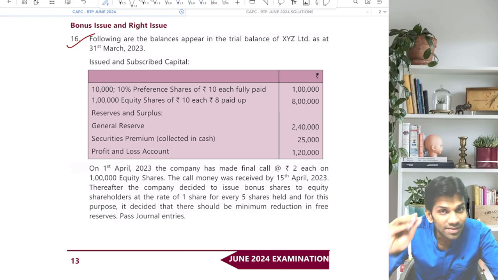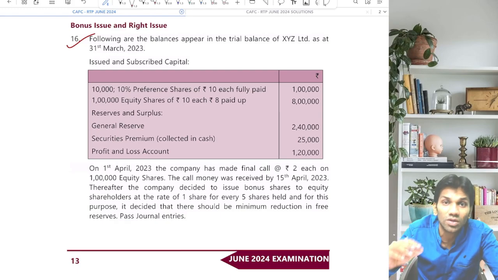Consider that partly paid shareholders as bonus given by the company. This is what the company will tell the shareholders.